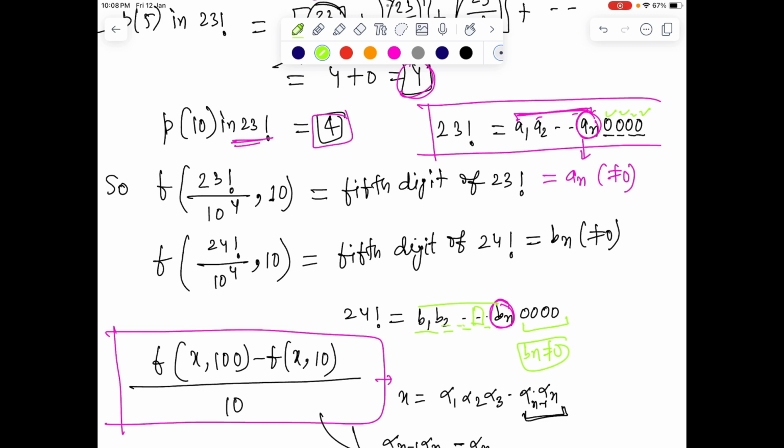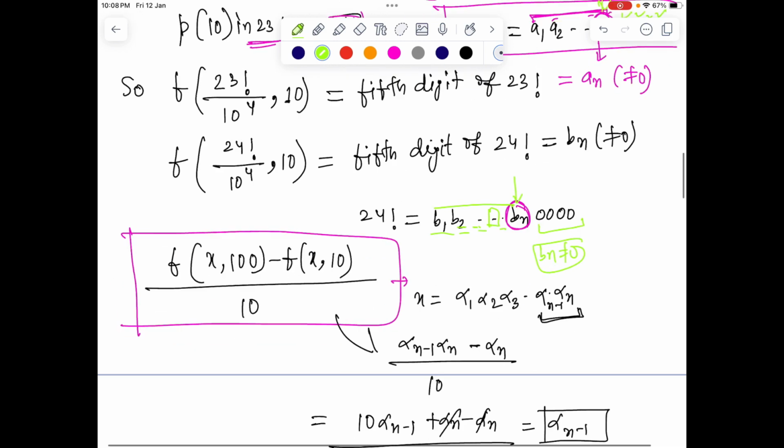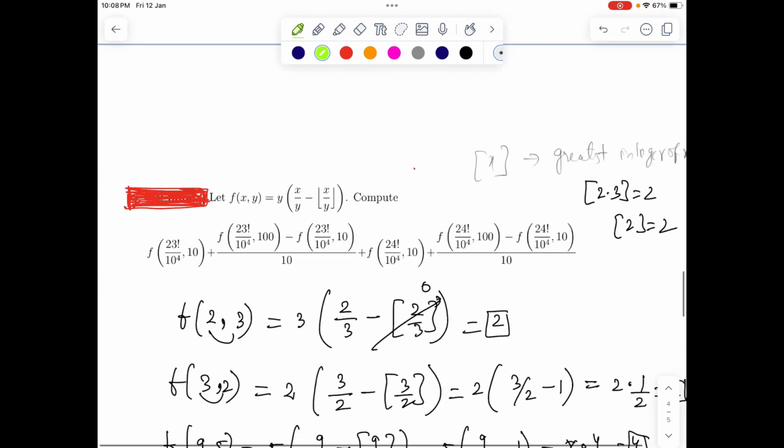Clear? bn minus 1 may be 0, may not be 0, so we don't care and we can't comment about the other digits, but bn must be non-zero and an must be non-zero because we have exactly 4 zeros at the end of the number.